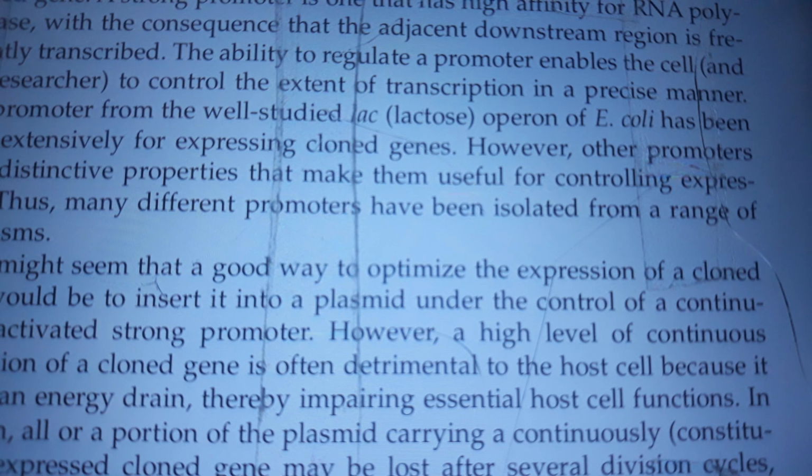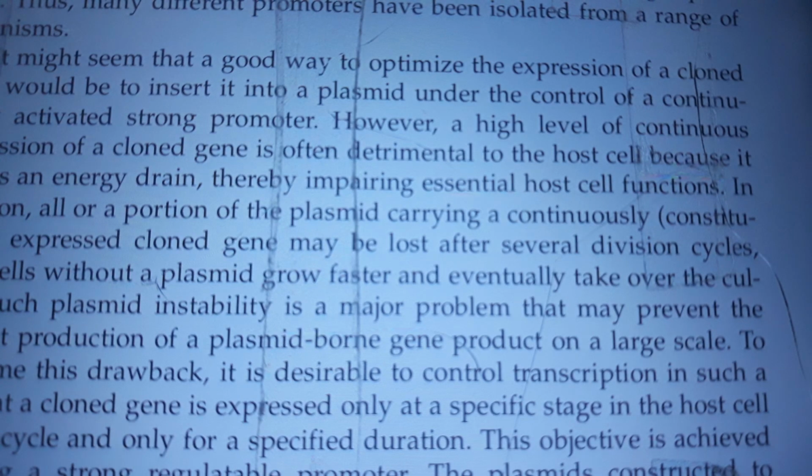The promoter from the well-studied lactose operon of E. coli has been used extensively for expressing cloned genes. However, other promoters have distinct properties that make them useful for controlling expression. Thus, many different promoters have been isolated from a range of organisms. It might seem that a good way to optimize the expression of a cloned gene would be to insert it into a plasmid under the control of a continuously activated strong promoter.